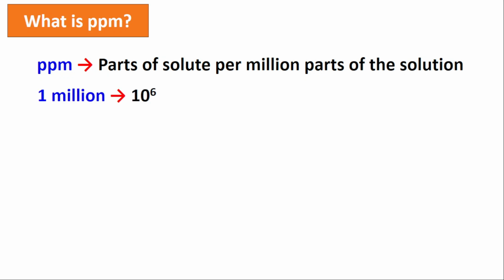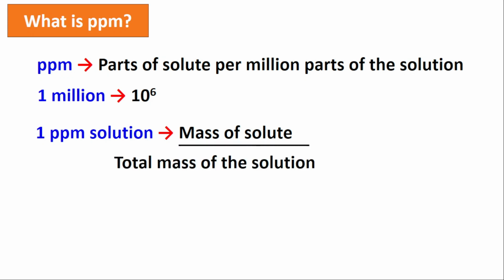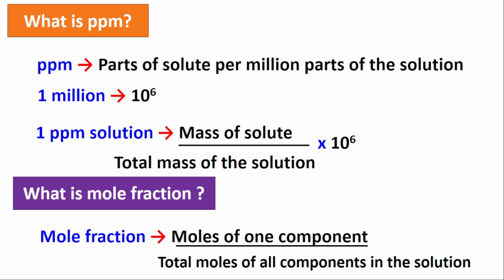1 million represents 10 to the power 6. So 1 ppm solution is equal to the mass of solute divided by the total mass of the solution times 10 to the power 6. In contrast, mole fraction is defined as the ratio between the moles of one component of a mixture to the total moles of all the components in the mixture or the solution.